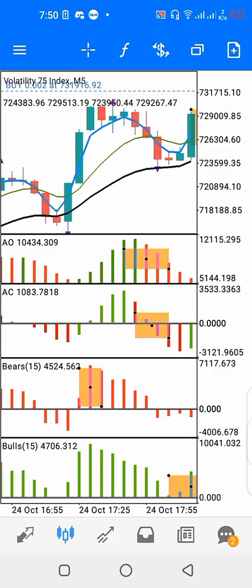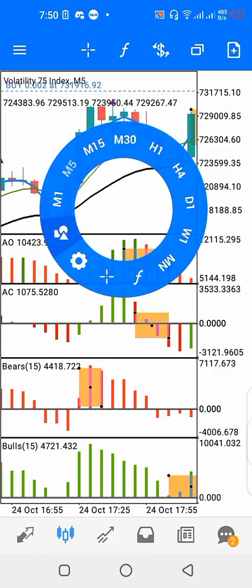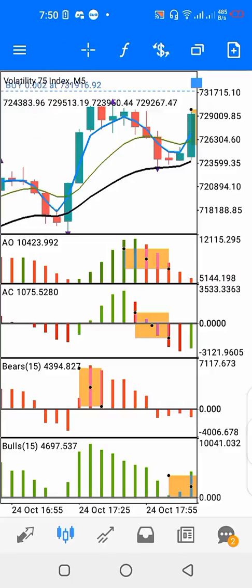Make sure you backtest it. Check it with what has happened in history. Okay, don't go live on this strategy merely because you're starting with it. Make sure you test it on a demo account.